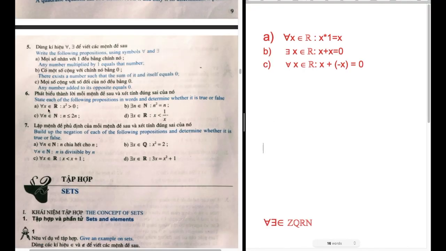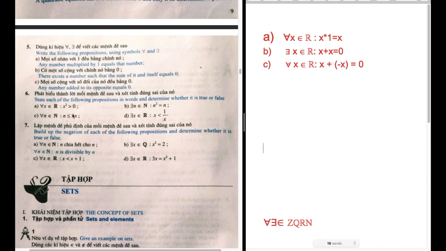6. Say each of the following propositions in words and determine whether it's true or false. Okay. A. For any x that is an element of real numbers, x squared is greater than 0.